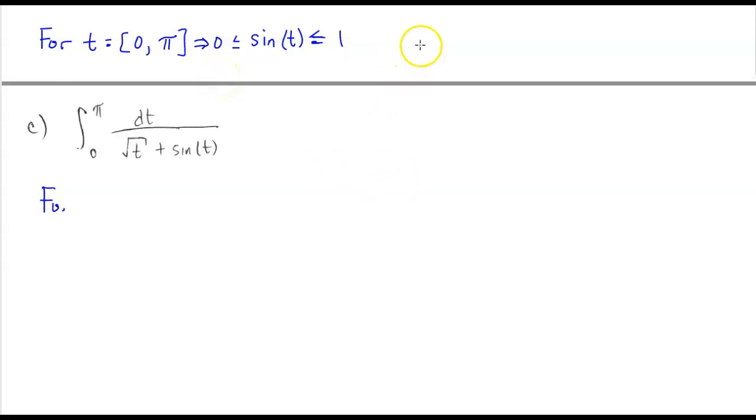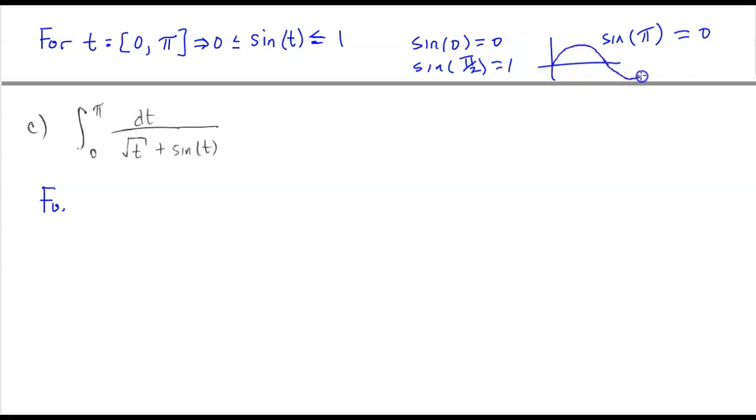Just in case you forgot, we know that sine of 0 is 0, sine of pi over 2 is 1, and sine of pi is 0. So if you remember, our sine function looks like this. From here to here is from 0 to pi. So from 0 to pi, values of y go from 0 to 1. So we know that.